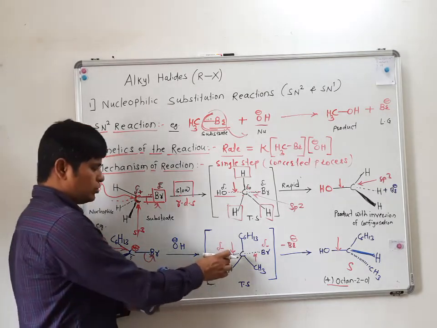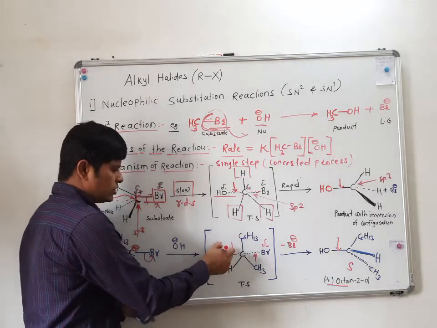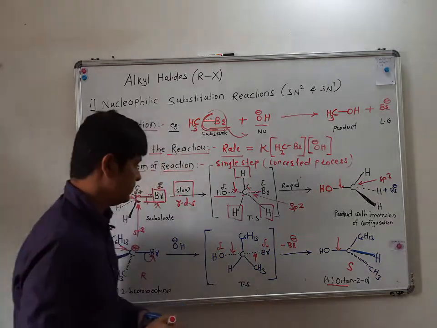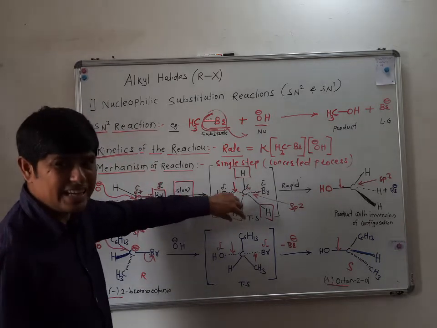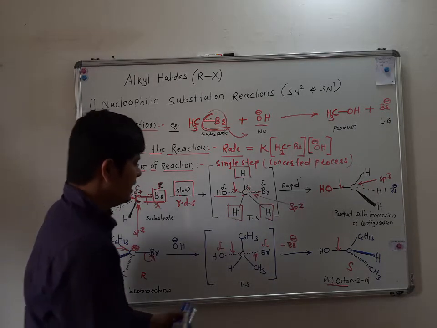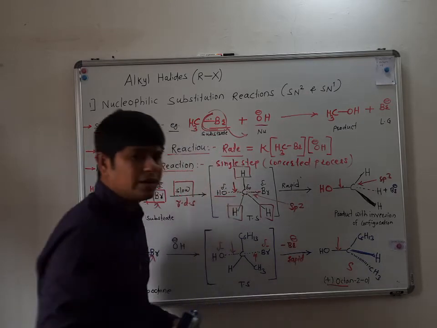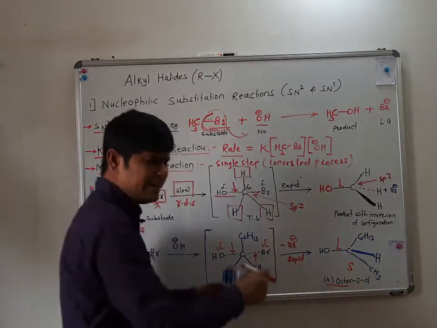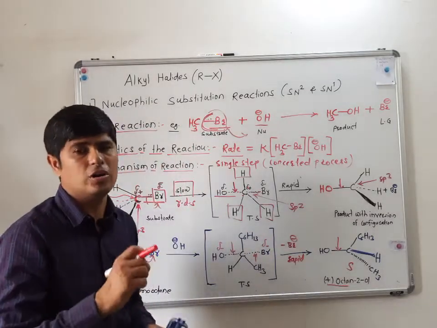So in the transition state we have shown there is formation of this carbon-oxygen bond, and at the same time there is breaking of this carbon-bromine bond. Now see, this is again a single step process, a concerted process, and the second step is rapid. See here, this step is rapid, means the transition state immediately collapses into product and there is formation of octan-2-ol.